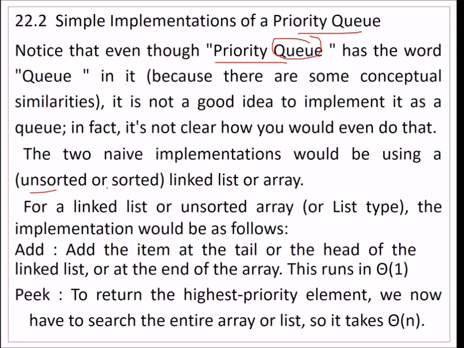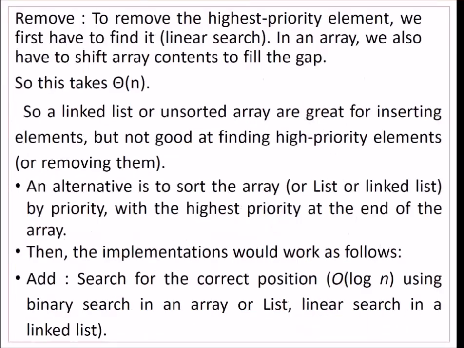We will use sorted and then unsorted. So for a linked list or an unsorted array, or you can use list type also, when we add an element, and this is an unsorted structure, you can add it to the tail or to the head, no problem with that. So the time will be theta 1. You need to peek, means find out the highest priority element, then you have to search because this is an unsorted array, or linked list is unsorted. You have to go right from the beginning to find out the element. So that will take theta n time.